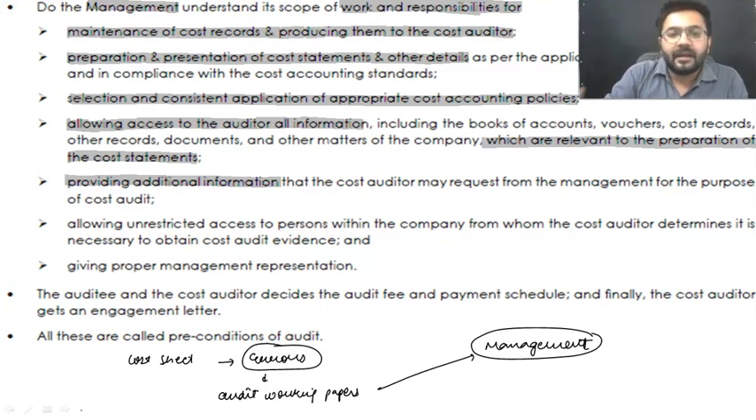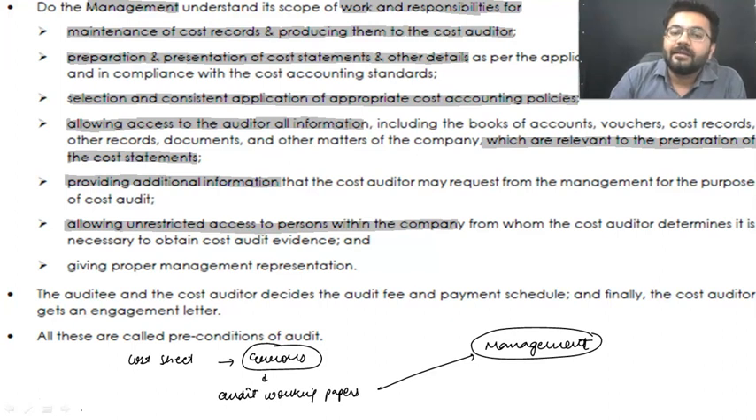So see, in every company there are a lot of people who are, you can say, the gems of the company, and nobody is allowed to access those people, right? So in case the cost auditor is looking forward to meet such people who are not generally available to meet, this is again the responsibility of the management: allow unrestricted access to the persons within the company, wherever the cost auditor determines it is necessary, where the cost auditor finds that this person may have certain evidences and we just want to check with them, great, go for it. And apart from that, giving the proper representation in case any errors are there, or wherever the cost auditor faces certain ambiguities in mind, right?